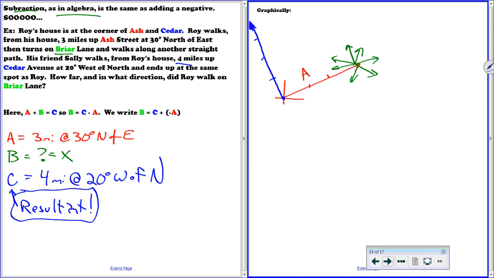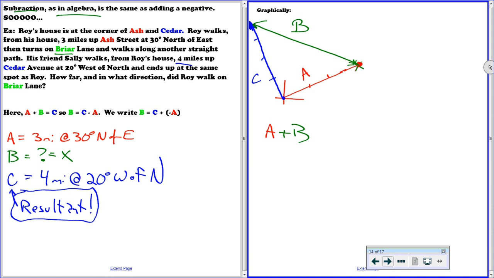Well, that now tells me what vector B must have been. Because vector B is the vector that, let me erase all these green dudes now, vector B is the vector that gets me from the end of A to the same place that Sally walked to. So there's my vector B. That's the vector I'm looking for. So this drawing here is a drawing of A plus B equals C. All right?